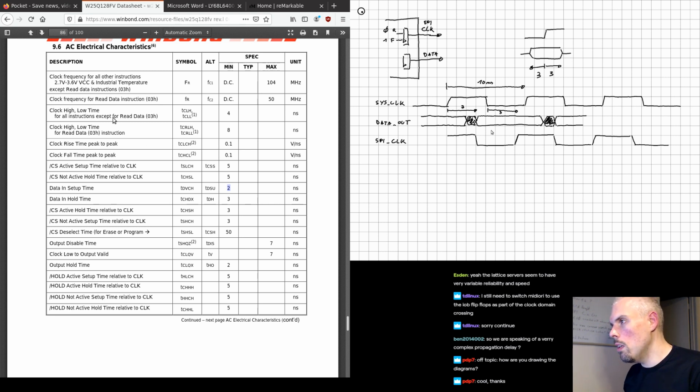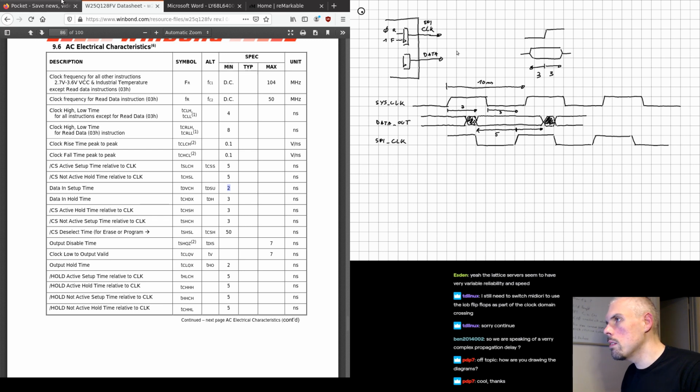And so if we actually look at the numbers, if that's 10 nanoseconds, that means that this is 2 nanoseconds and 3 nanoseconds, which means we actually have a setup time here of 5 nanoseconds, right? And we have a hold time which is slightly smaller than 5 nanoseconds because we have the small invalid window here.